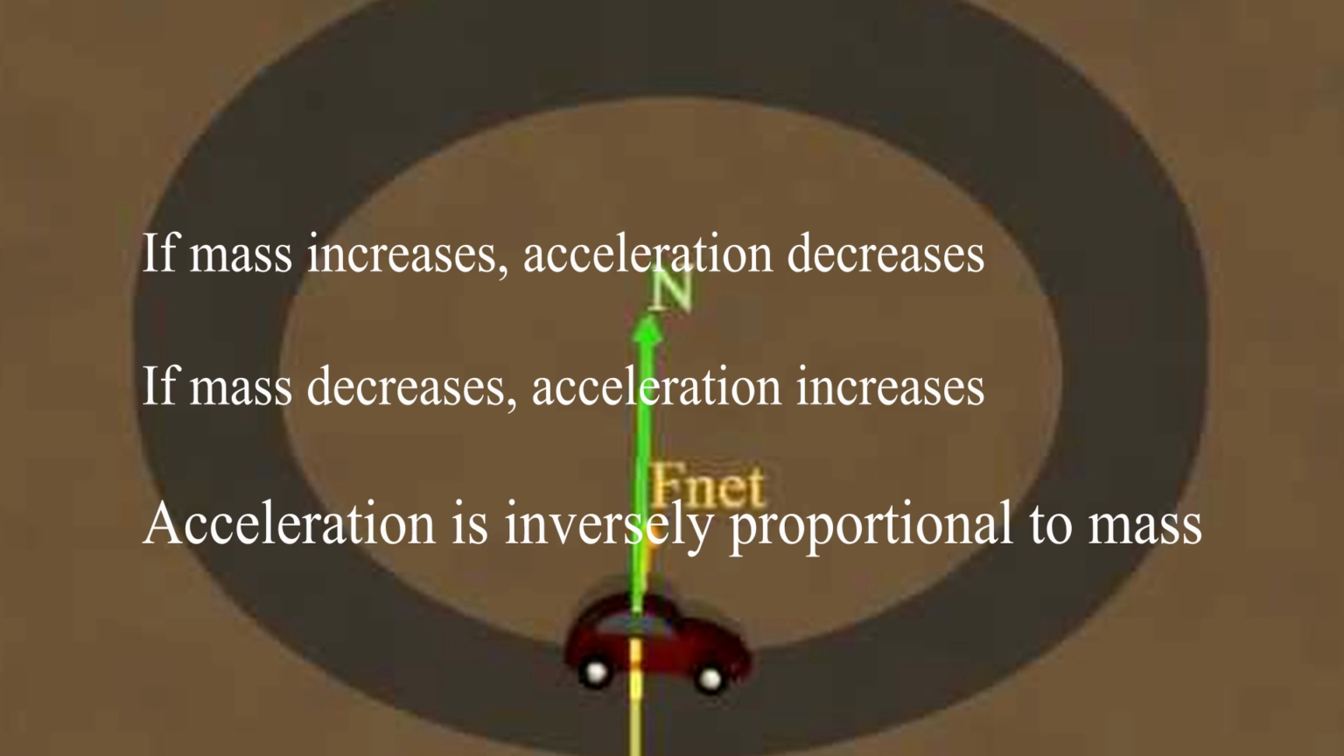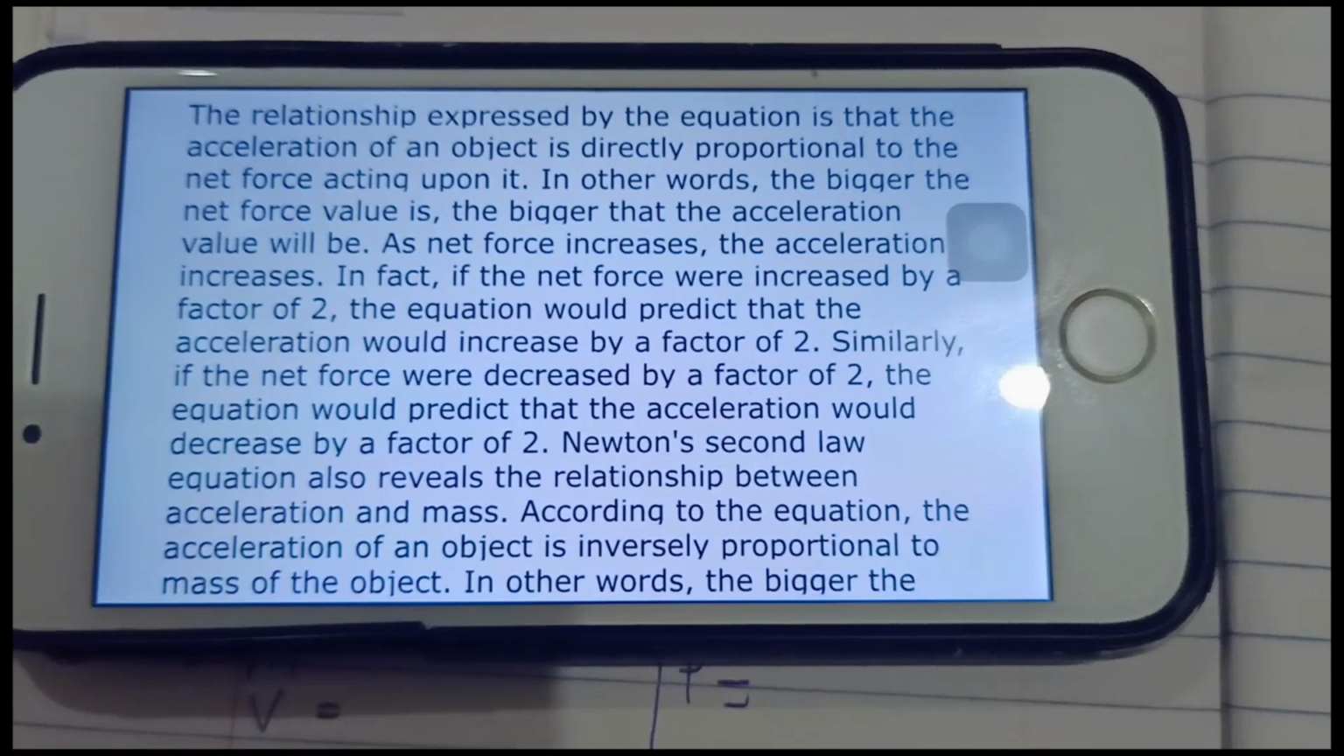As mentioned previously, equations allow for predictions to be made about the effect of an alteration of one quantity on a second quantity. Since Newton's second law equation shows three quantities each raised to the first power, the predictive ability of the equation is rather straightforward.